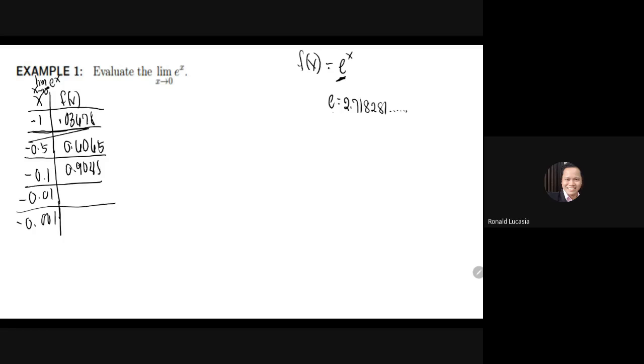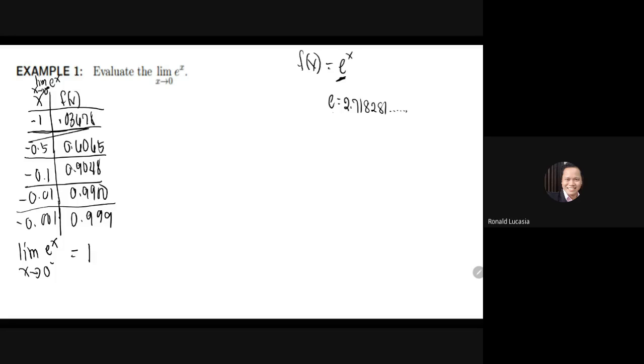And then raised to the power of negative 0.01, that's 0.9900. Raised to the power of negative 0.001, it's 0.999. So meaning to say, the limit of e raised to the power of x as x approaches 0 from the left is equal to 1.